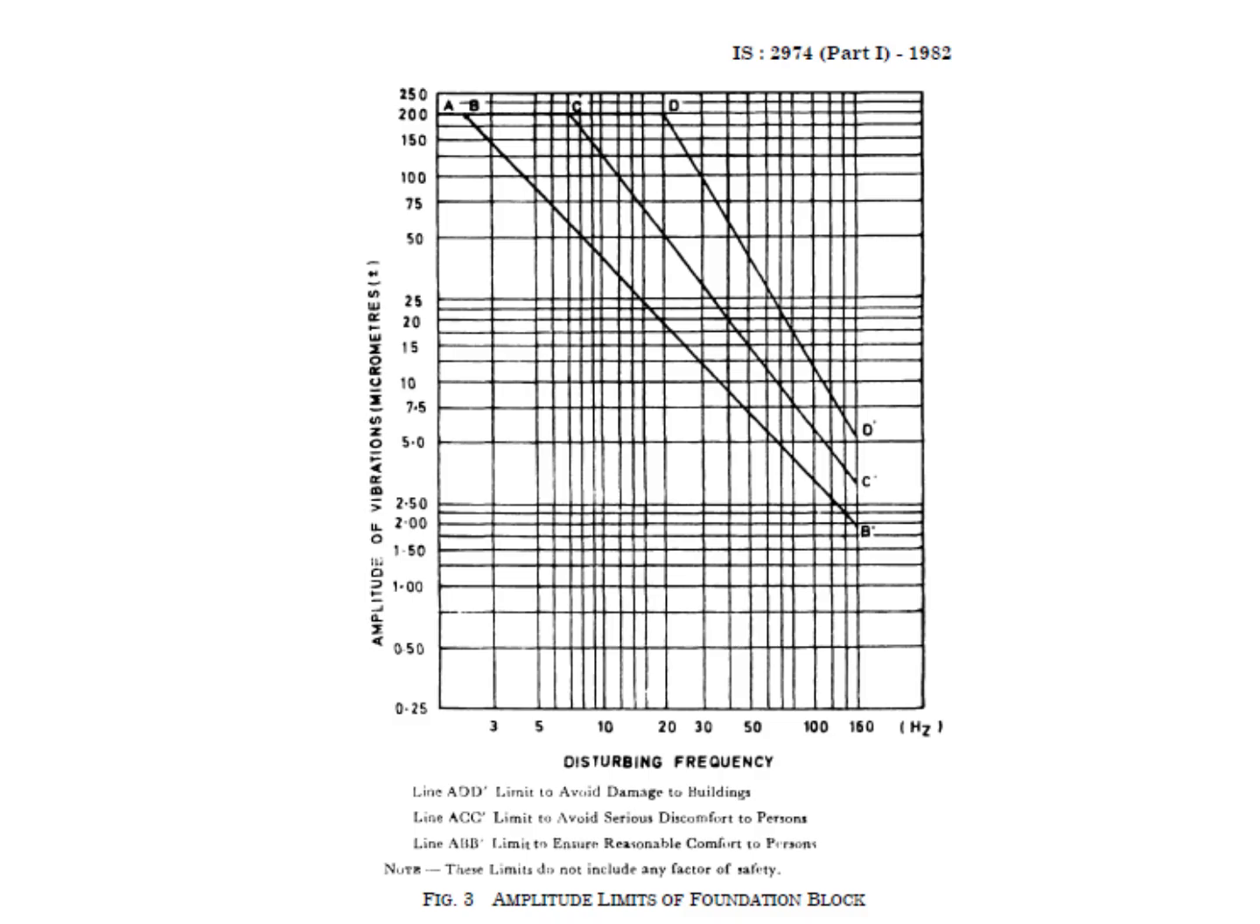Then the stricter limit comes if we choose the next limit, that is to avoid serious discomfort to persons, and this is defined by the curve ACC dash. Finally, if we adopt the next strict criteria, then that is defined by the curve ABB dash, which specifies the limit ensuring reasonable comfort to persons. So these three variations are there as per IS 2974.